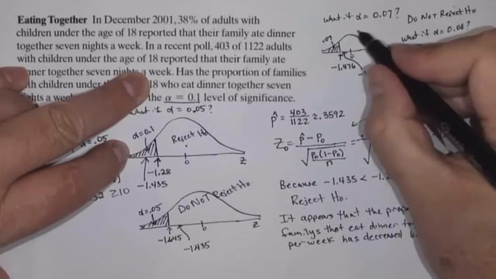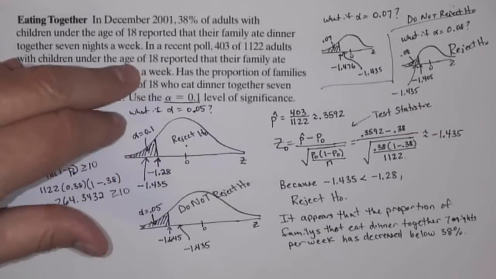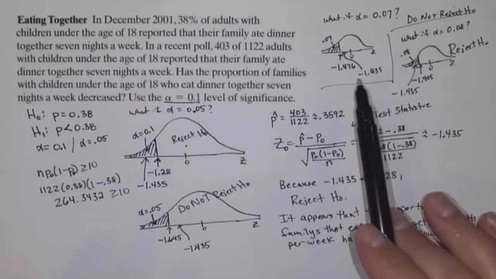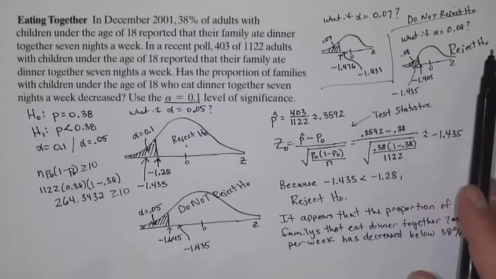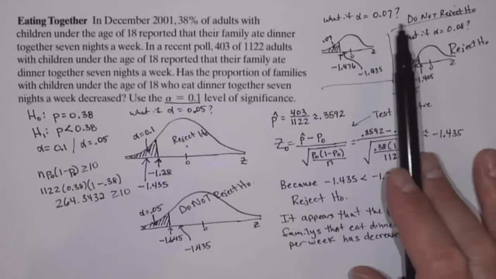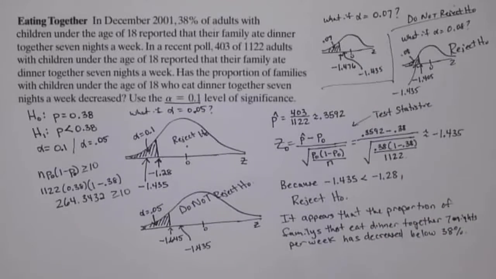So again, notice that depending on the specific value that we choose for the level of significance, that affects whether we reject the null hypothesis or don't reject the null hypothesis. So there's some value of alpha that's between 0.07 and 0.08 where we switch from rejecting to not rejecting. And that value is the p-value.